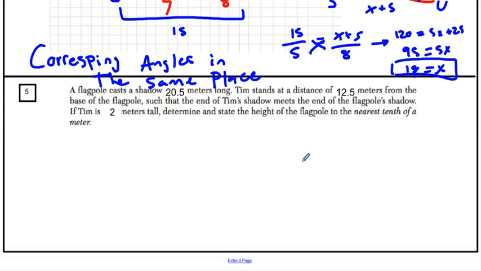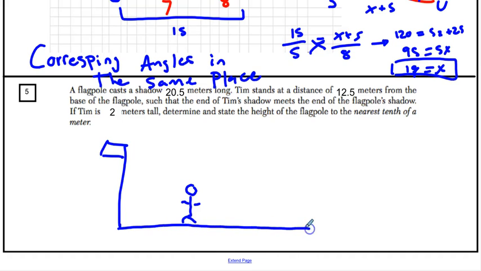Final question, how to do this one, the flagpole. Once again, we draw a flagpole, all right, and we got a little boy named Tim. Look at him. Hey, I'm Tim. I'm a little boy. That's what he's saying. It tells us that a flagpole casts a shadow that is 20.5 meters long. Okay, so here's the sun, it's coming down, and the shadow over here is 20.5.